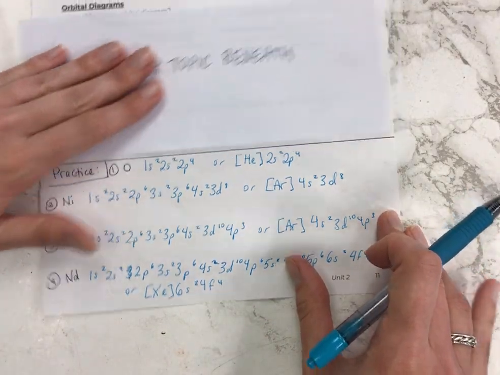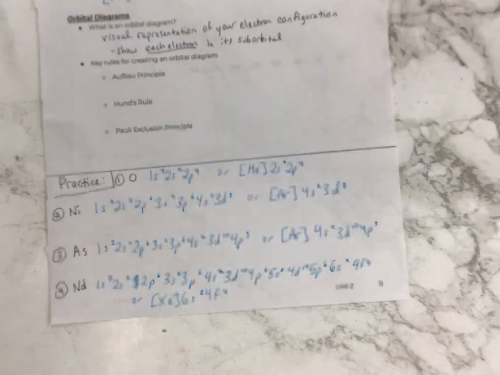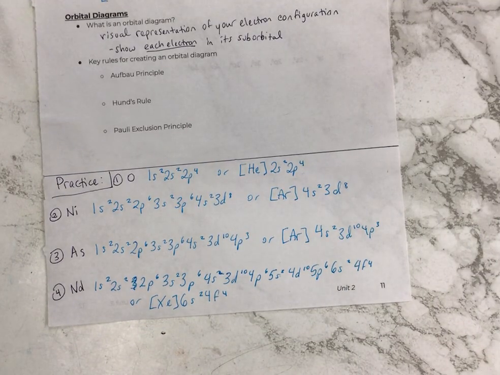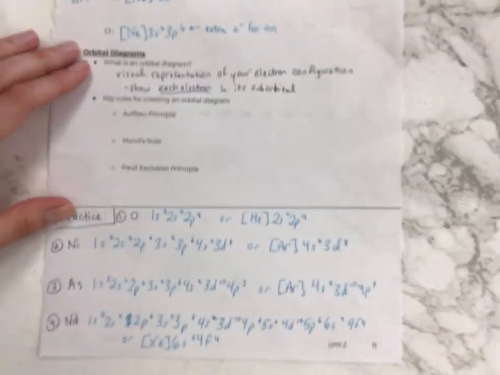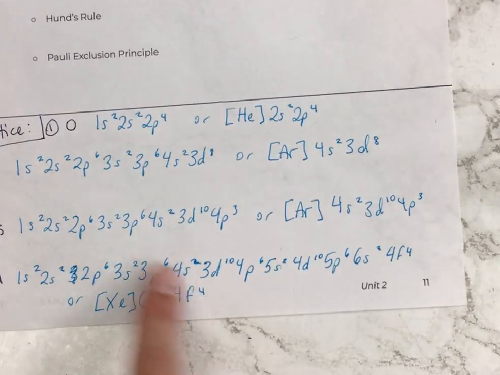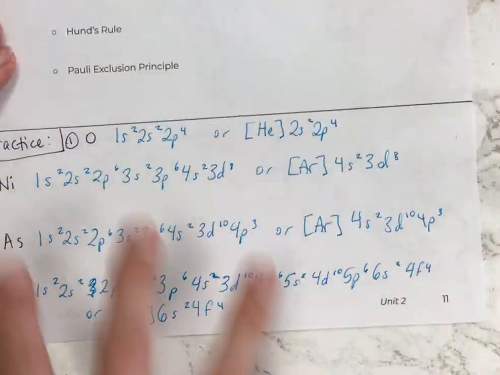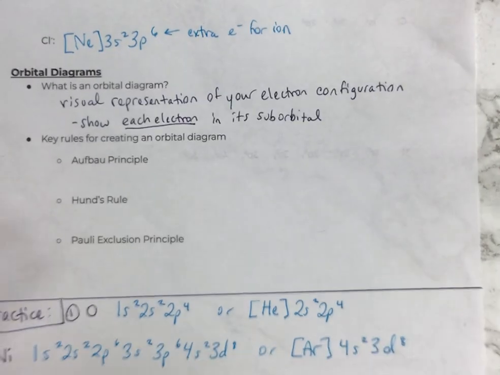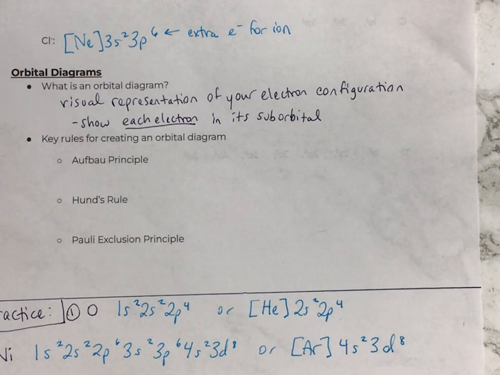So now let's get into orbital diagrams. Orbital diagrams is kind of our last component here. So for orbital diagrams, we're going to start with our definition. What is an orbital diagram? An orbital diagram is a visual representation of your electron configuration. So this is kind of messy and hard to read. Basically, it's this same thing, my electron configuration, but mapped out in a little bit more of an appealing, organized fashion. So the key rules for creating an orbital diagram are listed below.